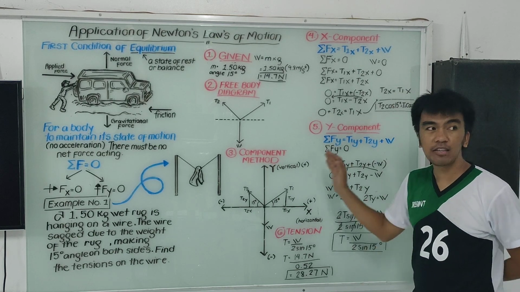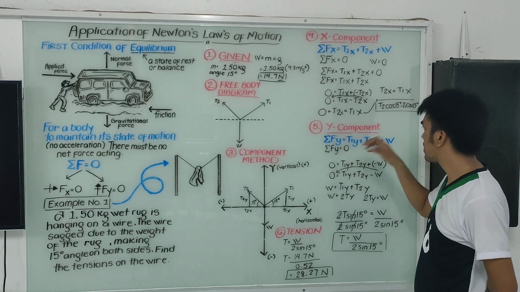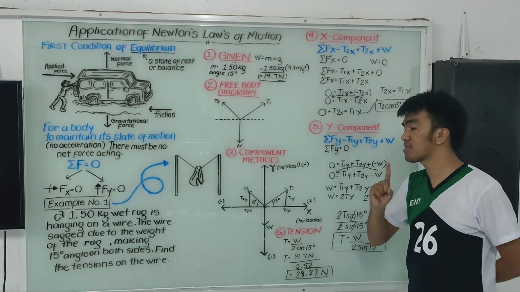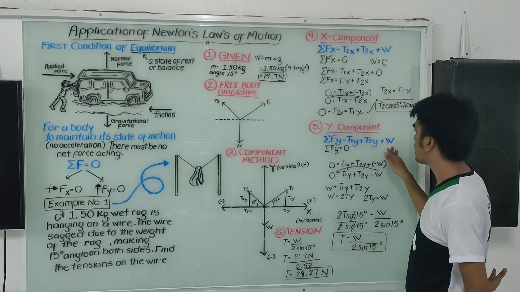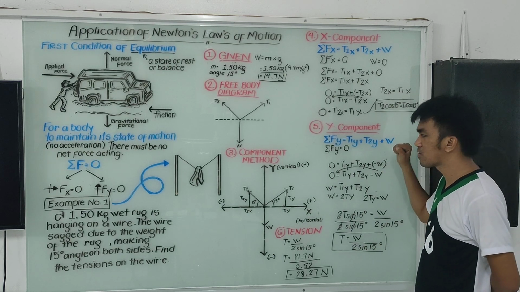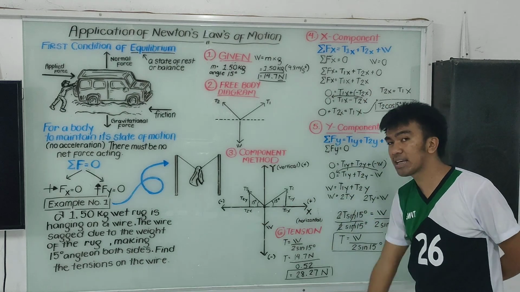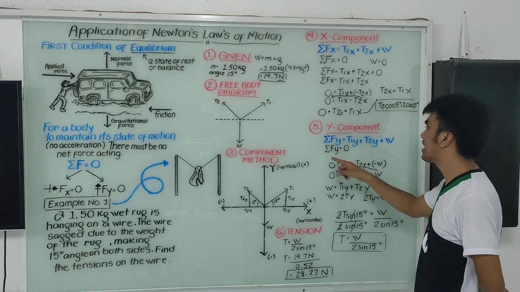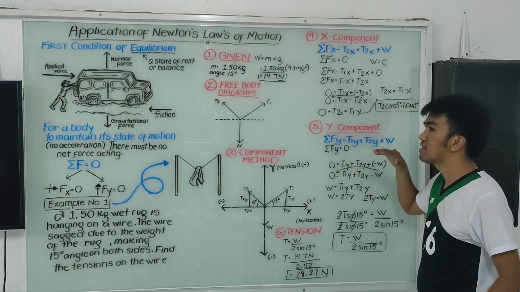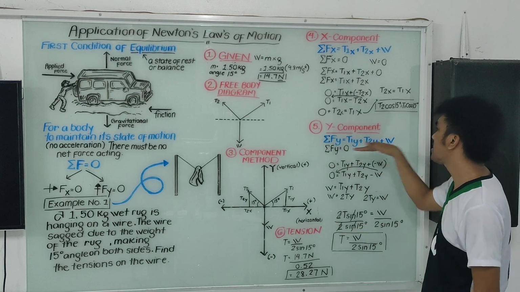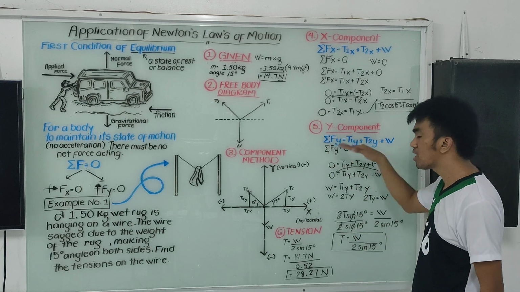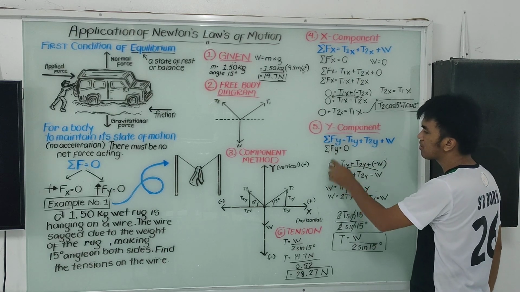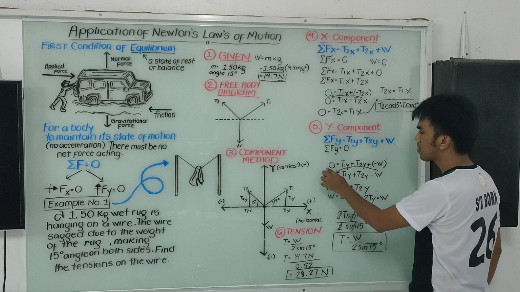And for y component, summation of Fy, the formula is this. Summation of Fy is equal to T1y plus T2y plus W. Here, we included W because W is part of the vertical components or the y components. So we have to remember again that summation Fy is equivalent to 0, meaning all forces in this one is equivalent to 0. So substitute 0, because summation Fy is 0.